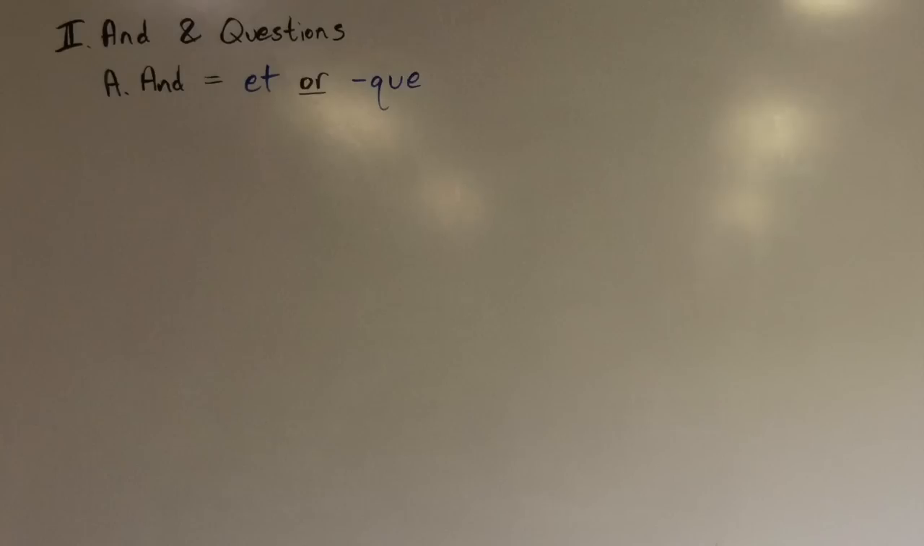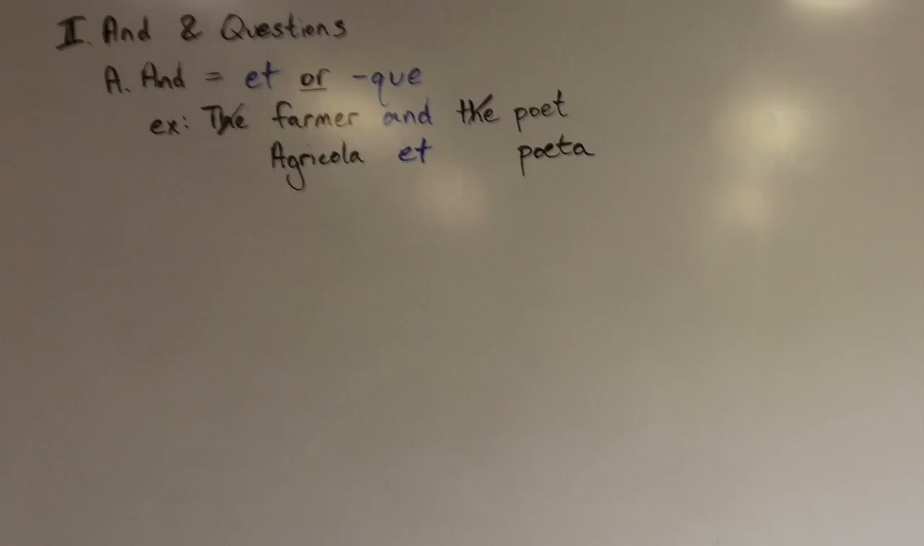We've already been using the word "et" in sentences. For instance, if we said "the farmer and the poet," we would translate that as "agricola et poeta," with "et" going in between the two.